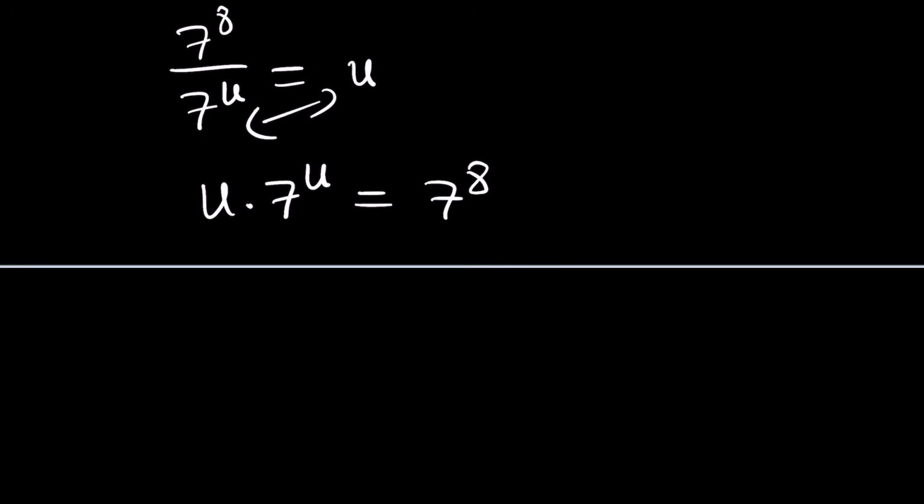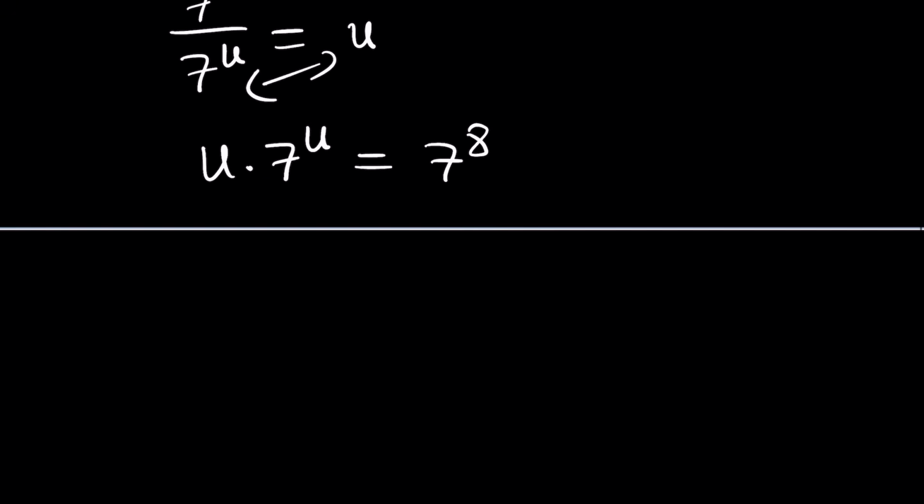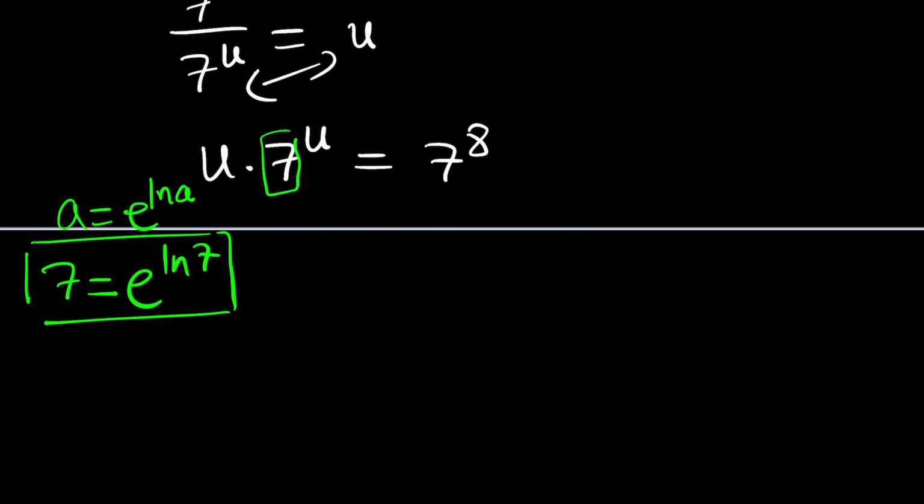In this case, there's actually a really easy way out, but we're going to stick to Lambert's W. That's why we want to use that. So here's how you can do it, though. We don't have e, but that's okay, because 7 can be written as a power of e. How? e to the power ln 7 is 7. Make sense? And this is true for any number a, as long as a is positive. Oops, I meant ln a. So you can write a as e to the power ln a. So this is what we're going to use. Replace 7 with that. e to the power ln 7, to the u, equals 7 to the 8.